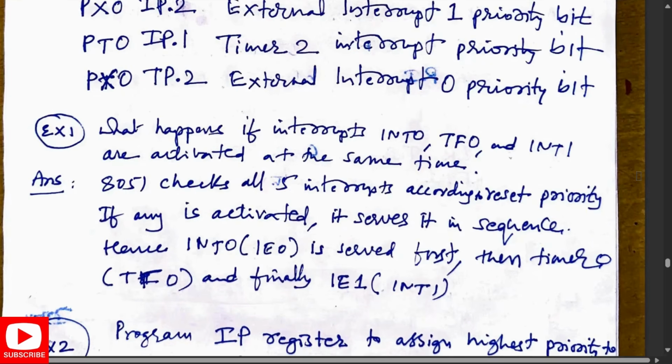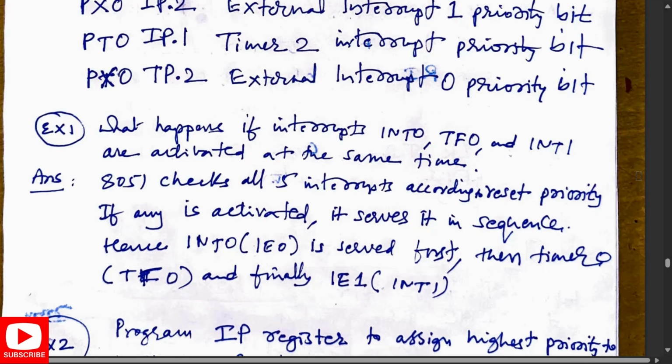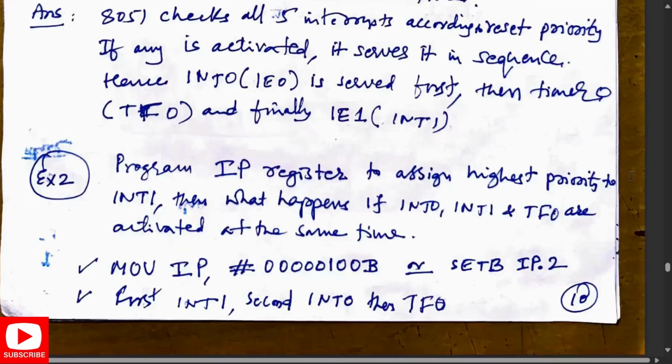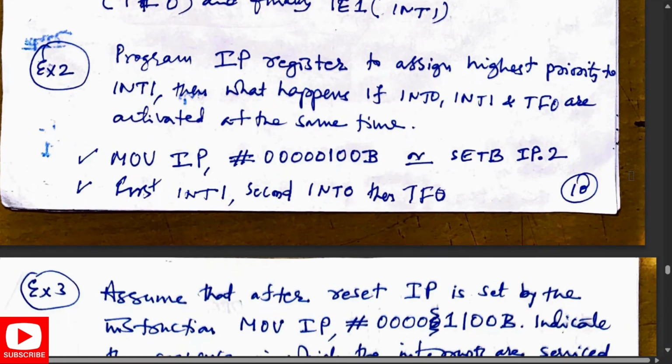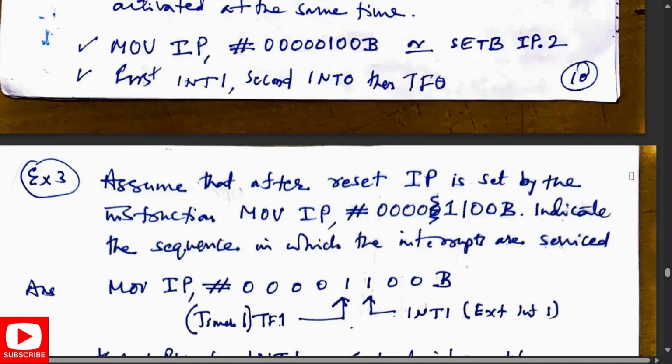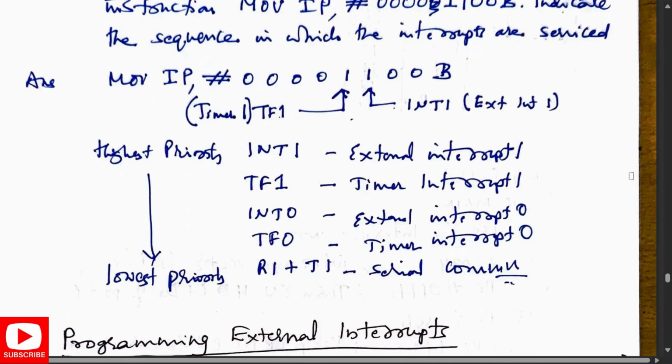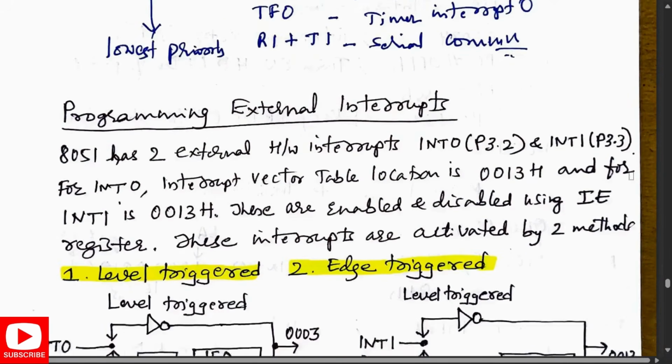So what happens if INT0 and TF1 are activated at the same time? It will check among all the five interrupts, according to the reset priority, and if any is activated, it serves them in sequence. So INT0 is executed first, then TF1, and then IE1, that is INT1. Another program assigns the highest priority to INT1. What happens if INT0, INT1 and TF1 are activated at the same time? Same thing: based on the priority, it gives the order from highest priority to lowest priority.